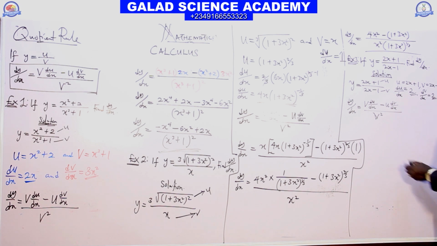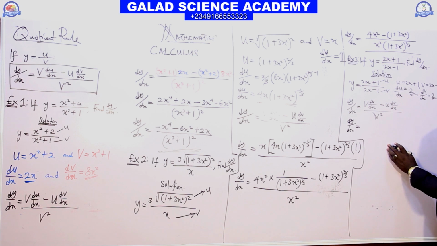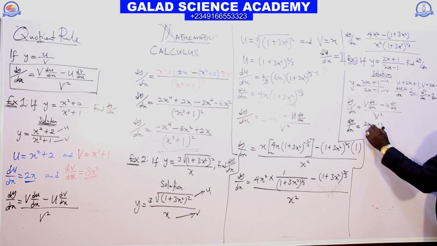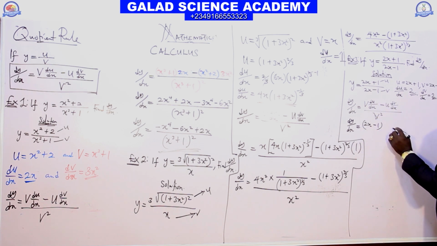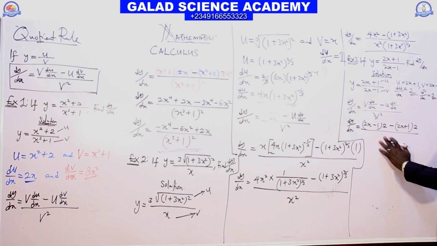So what is the answer here? dy/dx: v is 2x minus 1. What is du/dx? The du/dx is 2. What is u? u is 2x plus 1. What is dv/dx? The dv/dx is 2. Everything over v squared. What is v squared? v is 2x minus 1, everything squared.